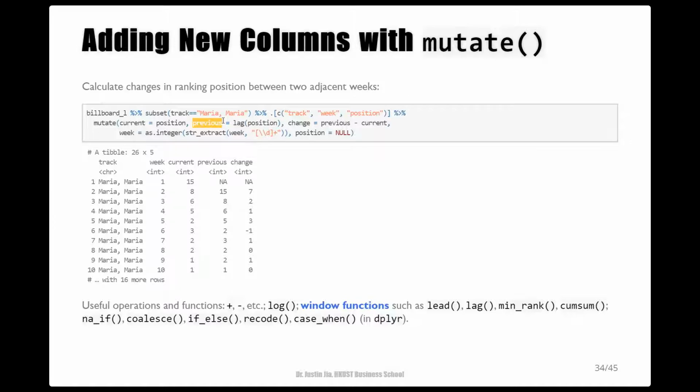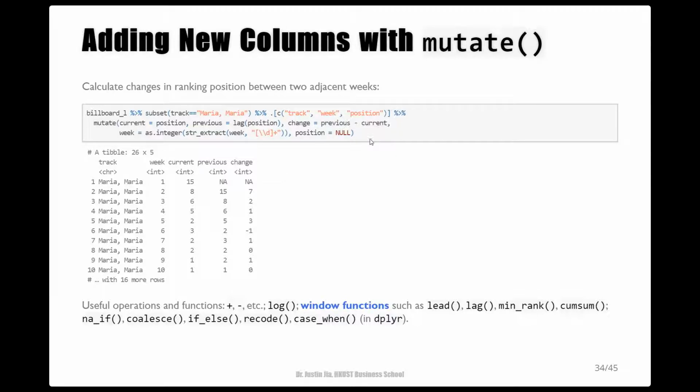In the same mutate function call, we can create later columns by transforming columns that we just created. So here, I create a column named change to store the difference between values of these two former columns.